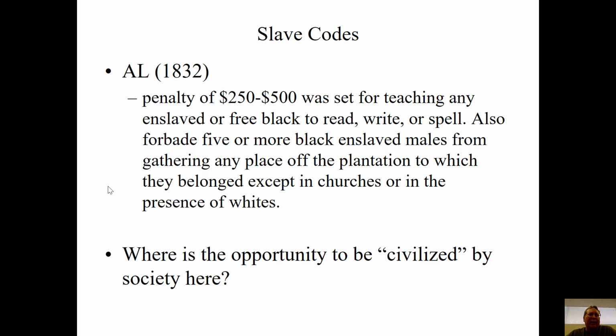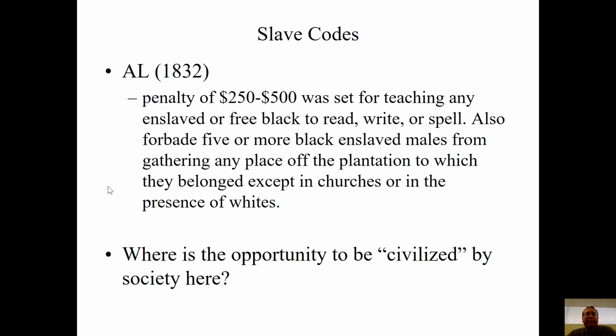Here's a slave code from Alabama in 1832. As they're pushing Native Americans out of the way and selling their lands off, people are rushing in, buying land, growing cotton, bringing slave labor in. But look at what this law says. It's a penalty of $250 to $500. Now multiplied by about 100, and that's what the cost is to us today. So this is like a $50,000 fine, right? It was set for teaching any enslaved or even free black to read, write, or spell. So if they become literate in any way because of you, you can be fined. What are they afraid of? Slave rebellions, right? Learning how to get free, learning how to escape, or how to encourage other slaves to rebel. So they're not going to allow you to do that.